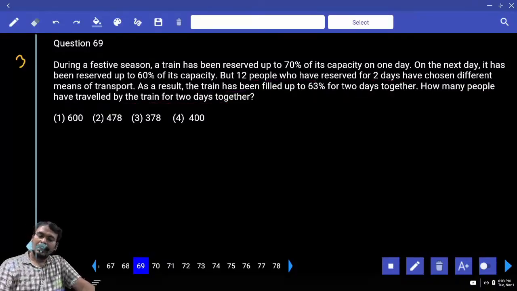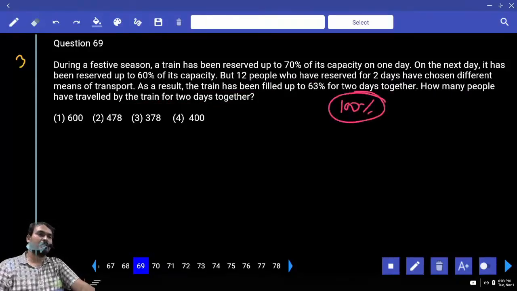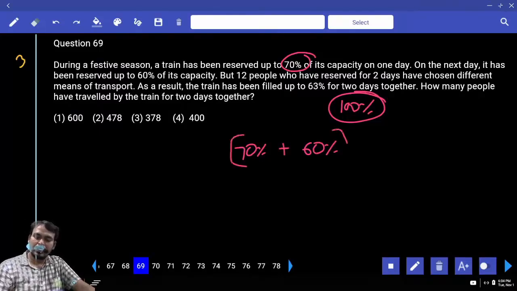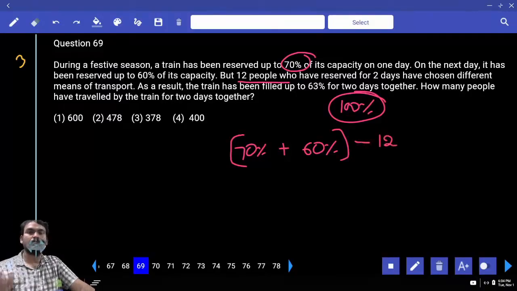Okay. Suppose actual number of seats we consider 100%. Means first day 100% seats are available. Second day also 100% of seats are available. First day how much percent are filled? 70%. Means 70% on first day. Second day how much percent? 60%. Then we write 60% of 100%. Total how much percent? 130%. In this 130%, 12 people are both the days or only one day? Both the days. Then we are subtracting 12 or adding 12? Subtracting 12 or not? Subtracting 12.